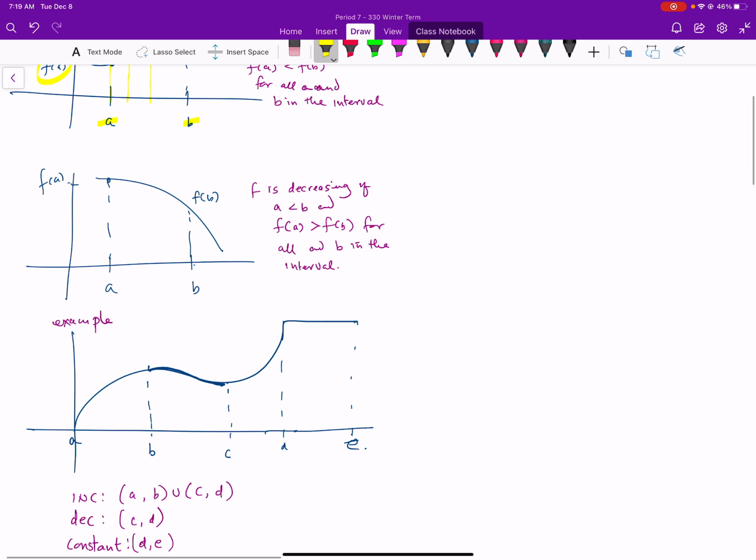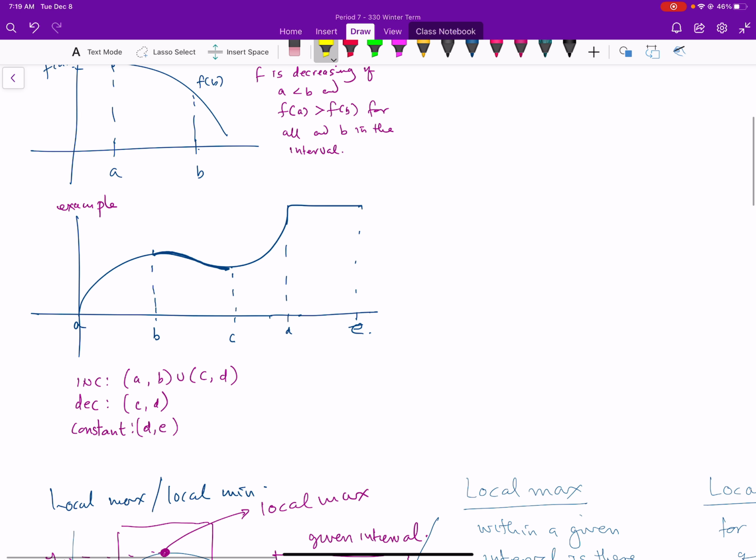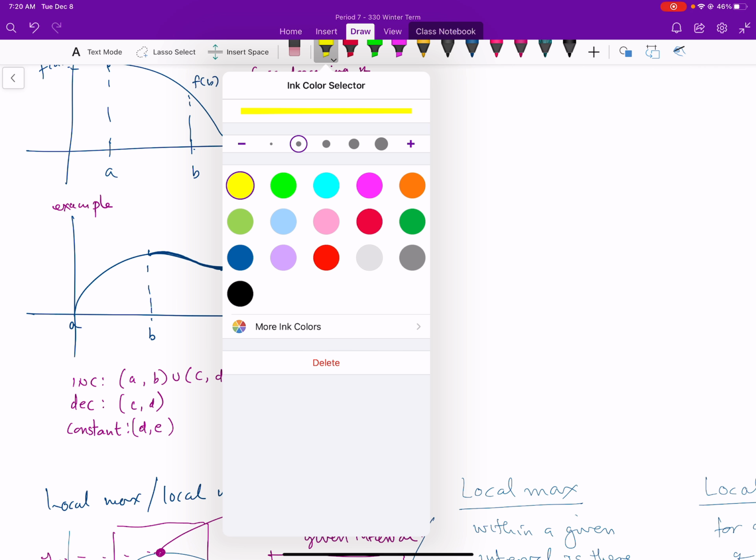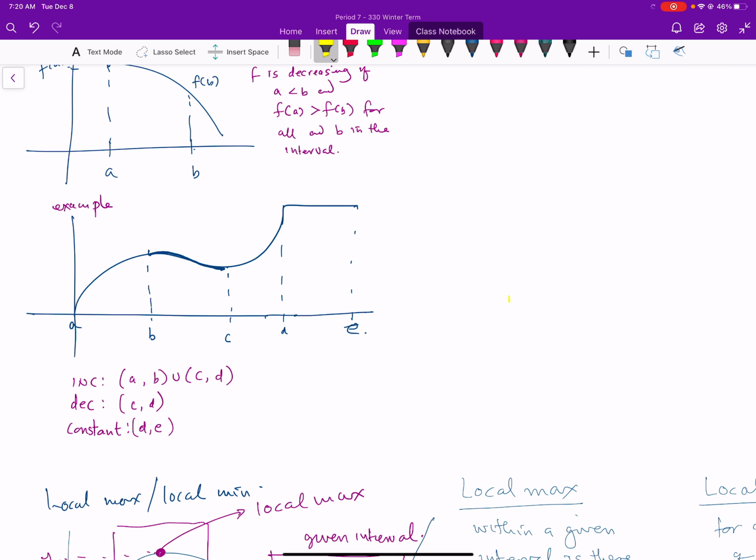Okay. So let's look at the example that I have over here. It says, where is the function increasing? So we can clearly see that it's increasing between a and b. If I scan from left to right, the y values keep getting bigger and bigger. And then from c to d, you can also see the same thing happening: as I scan from left to right, c to d, the y values keep getting bigger and bigger and bigger.